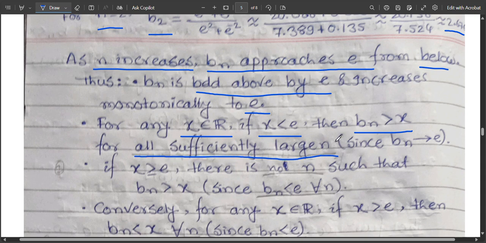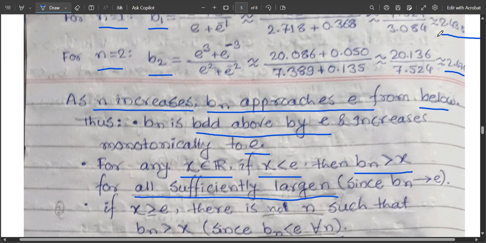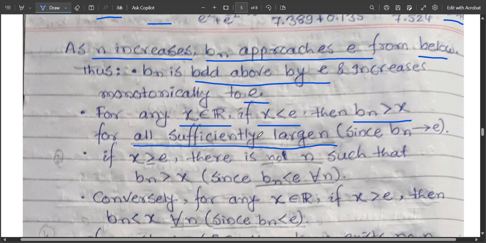For large values of n, Bn is greater than x, because we know that Bn starts at 2.4, goes to 2.6, then 2.7, like that. So for large n, Bn is greater than x and less than e. In between it will come. If x is less than e, then for large n it will follow that Bn is greater than x.